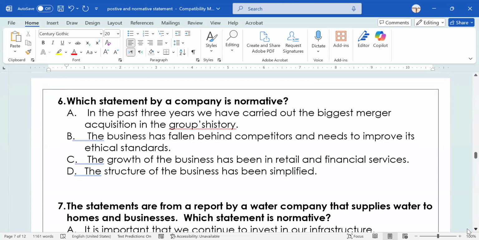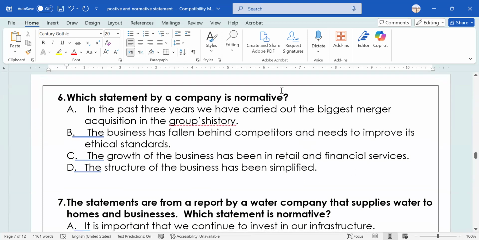Okay, number six. Which statement by a company is normative? Let's have A, B, C, D. In the past 3 years, we have carried out the biggest merger acquisition. The business has fallen behind competitors and needs to improve its ethical standards. The growth of the business has been the retail. The structure of the business has been simplified. The answer here is letter B.